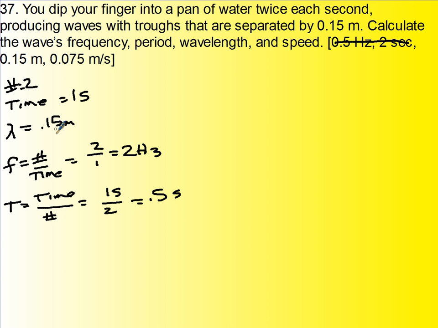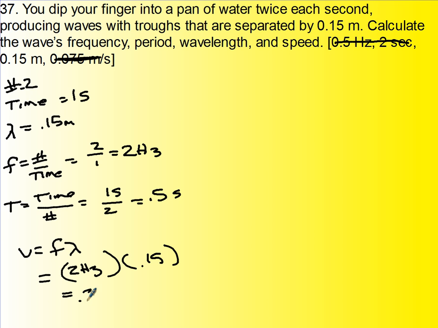The wavelength is 0.15 meters, I read that. V is F lambda. So the frequency is 2 hertz times the wavelength, which is 0.15. So this is wrong as well. Imagine that. 2 times 0.15 is 0.3. Teachers make mistakes all the time.